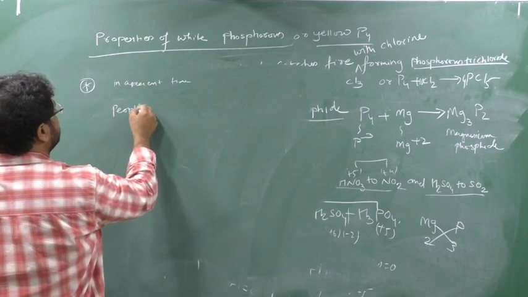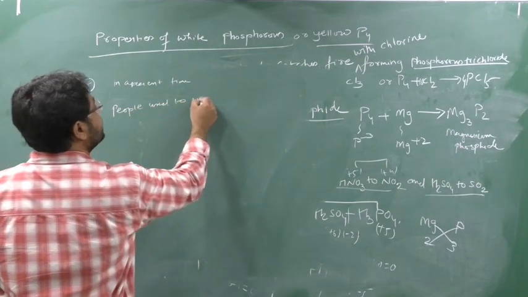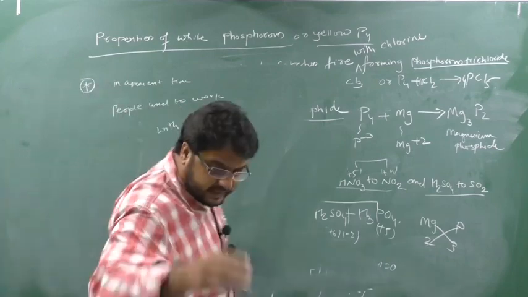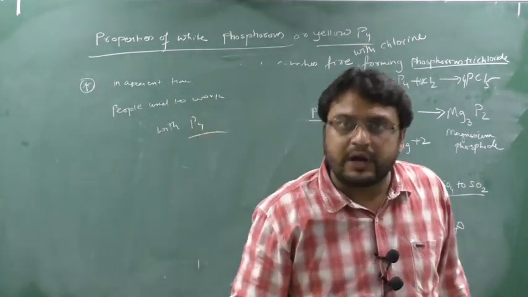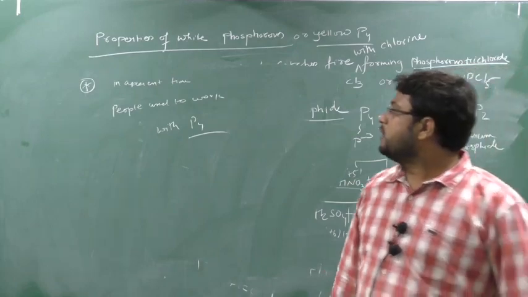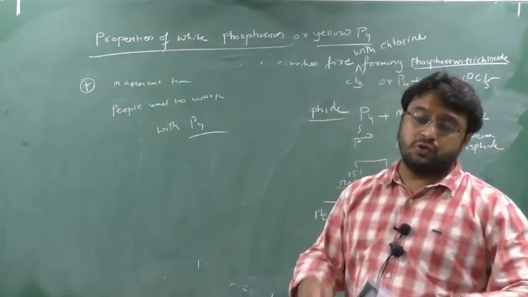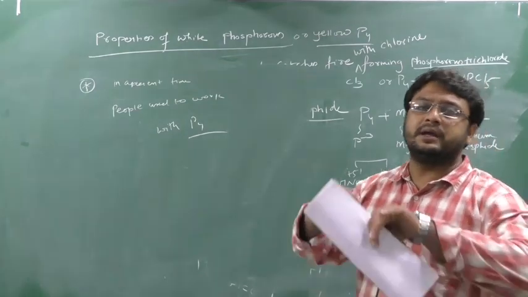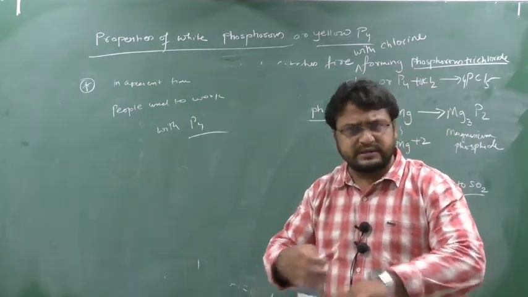People used to work with white phosphorus. At that time, they did not know that white phosphorus is highly poisonous. So in ancient time, people used to work with white phosphorus without any precaution. They used to work simply as it is.